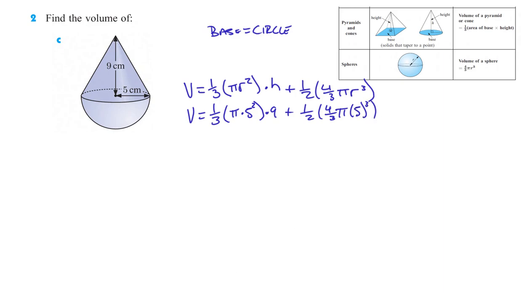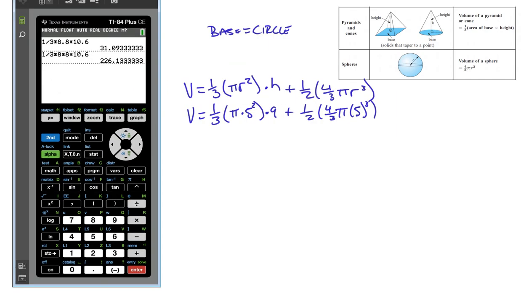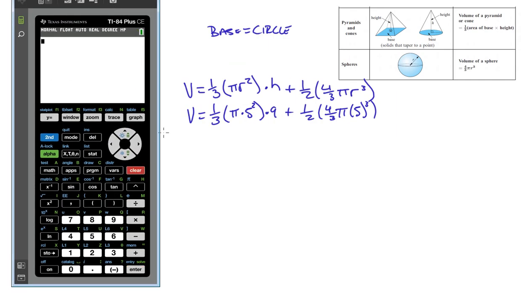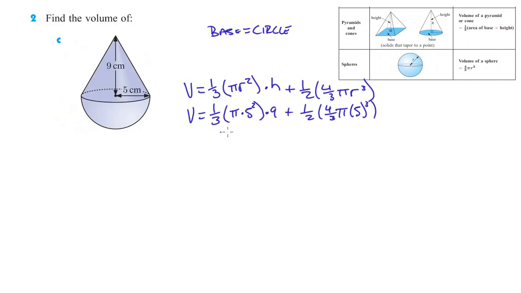Okay. So let's find out each piece separately, and then we'll add them together just to give us a little bit more clarity on this whole thing. Okay, so 1/3 times pi times 5 squared times 9. So the volume of just the cone piece itself is 235.6.